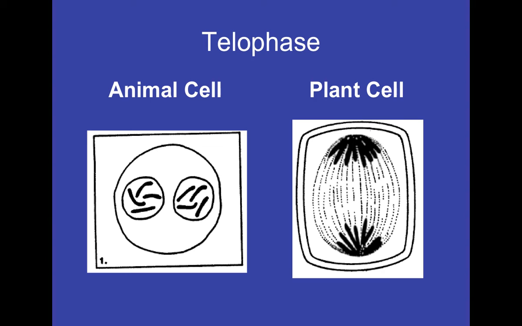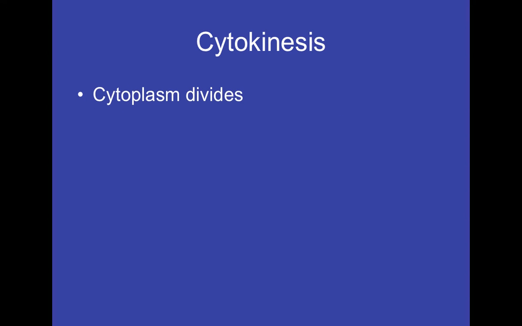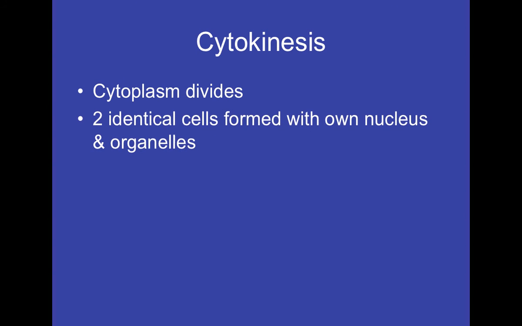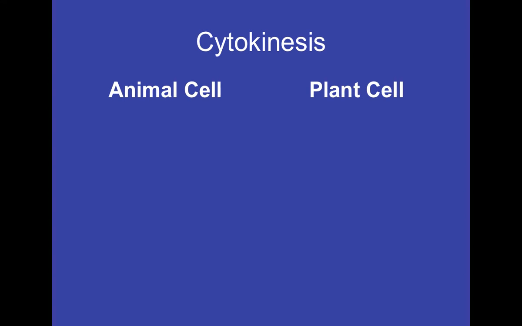Now that we have divided the nucleus in the process of mitosis, we now have to actually divide the cytoplasm and everything else. So that is the process of cytokinesis. The cytoplasm divides, and we get two identical cells formed with its own nucleus and own organelles. Now, this process is very different from plant to animal. Okay, so we actually have some notes here for both.